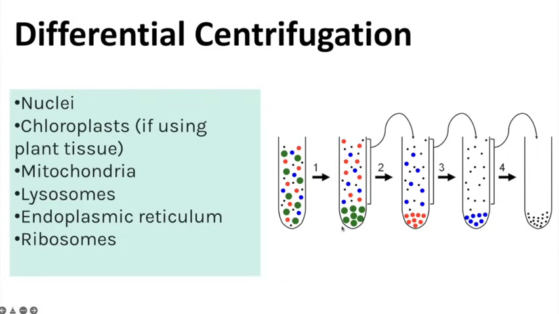Now, just to let you know the order of the density, in that first centrifugation, the nuclei are the most dense, so those would be isolated in the first spin. The next most dense are the chloroplasts and the mitochondria, then the lysosomes, endoplasmic reticulum, and finally the ribosomes. So that would be the order in which you would collect your different organelles.